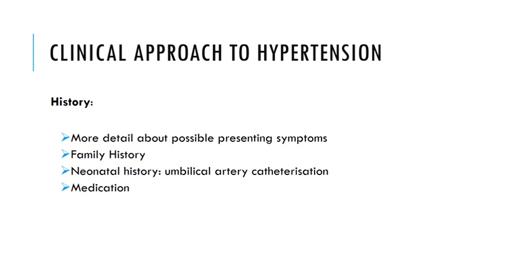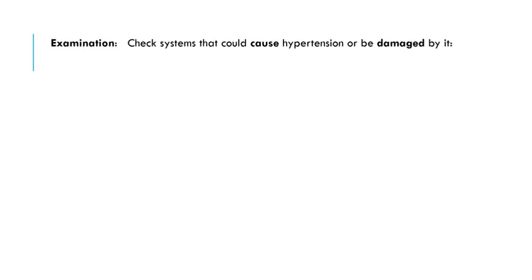So how do you approach these patients clinically? As with everything else, start with your history. You need to ask for as much detail as possible regarding the presenting symptoms. Family history, especially of hypertension, becomes important. If it's a small child, you want to know the neonatal history, especially if there was an umbilical artery line inserted. And then what medication are they on? It could potentially be a side effect of medication.